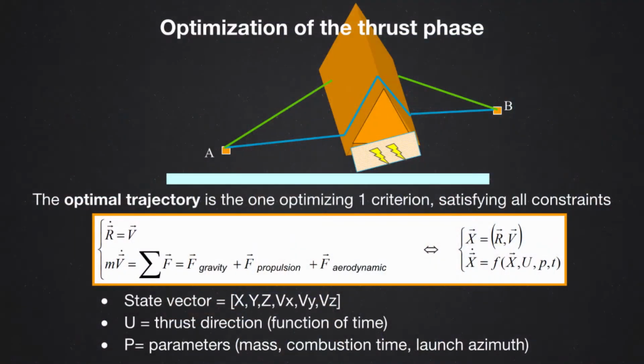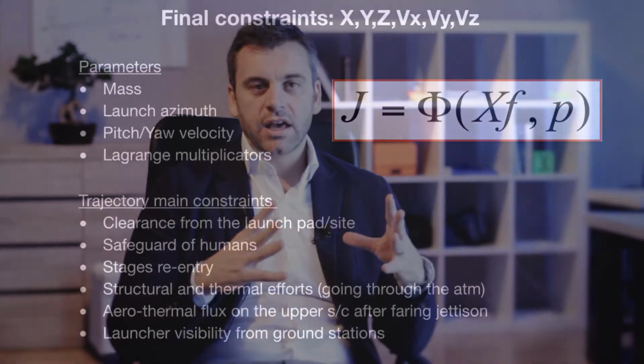Then you apply this process, in which you say that it is a state problem. The state is R and V, the position and the velocity in vectorial form, so 6 elements. The derivative in time of the state is the velocity, and the evolution of the velocity follows Newton's law: m v dot is equal to the sum of all the different forces, which are gravity, propulsion and aerodynamic force. So, state vector, 6 elements. U is the thrust direction as a function of time, and the different parameters to be taken into account are the typical launcher parameters like the mass, combustion time, and launch azimuth.